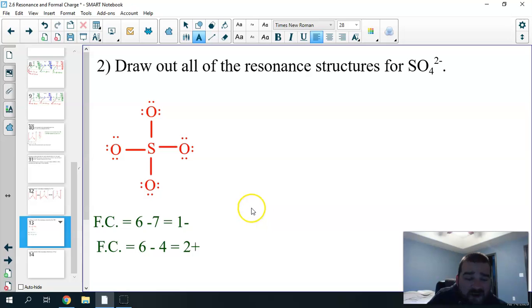So it's not great. We can fix this. We can make this better. We can get more of these formal charges closer to 0. 1 minus, 1 minus, 1 minus, 1 minus, 2+. That's not the best. We can do better. So let's start making a double bond or two.